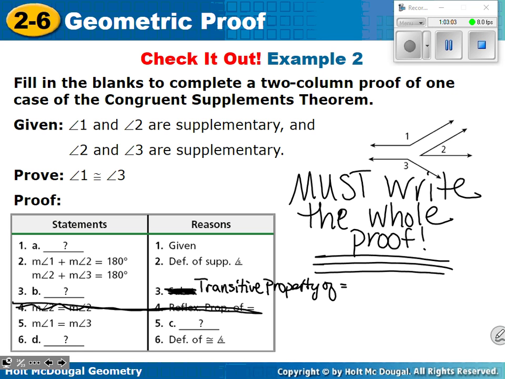Your statement for number 6 should never be a guess. The last statement in your proof is always going to be exactly what they told you to prove. You should never have to guess what the statement is. The statement is always going to be whatever they tell you to prove. So we're going from equals to congruence. Angle 1 is congruent to angle 3. If they're equal, then they're congruent. No little m's when you're saying congruent, little m's when you're saying equal.